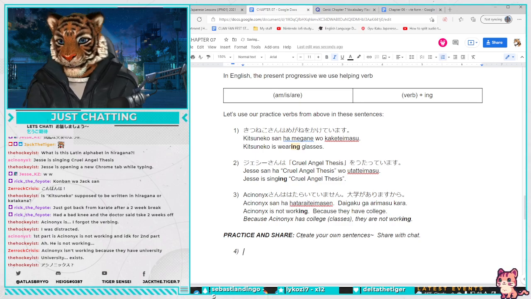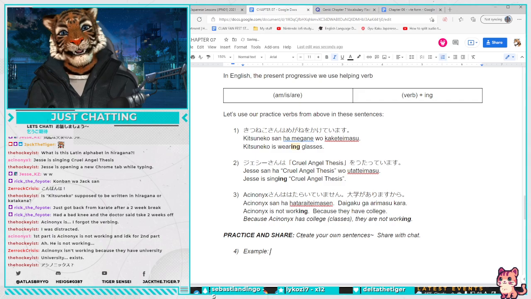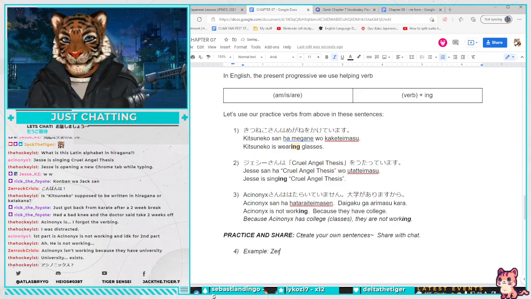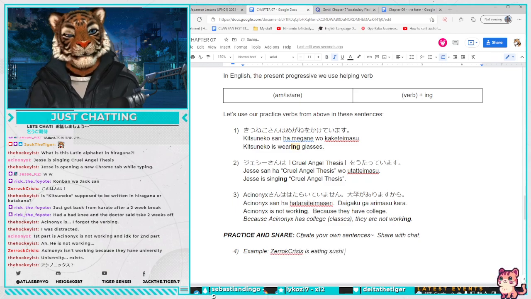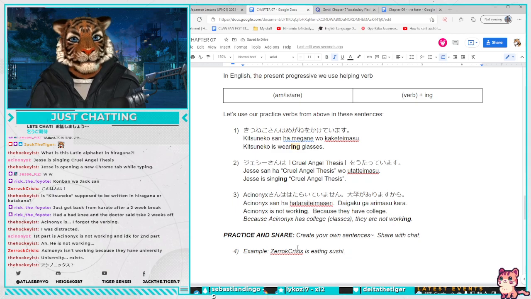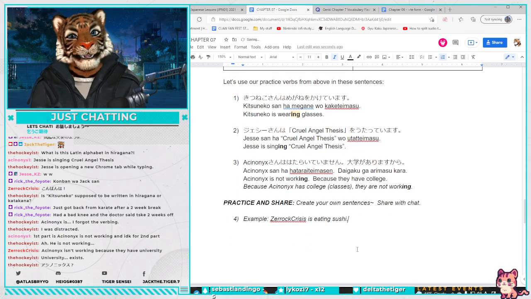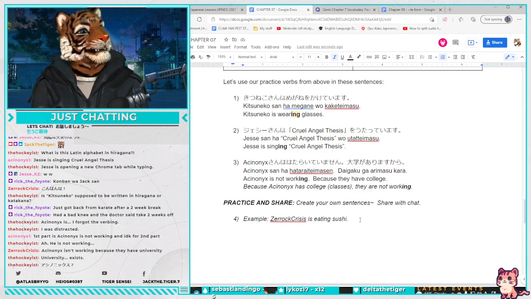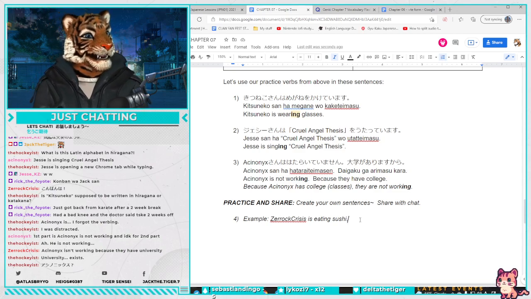As an example, so to get this started, I'm gonna put this in English. Please translate this into Japanese. Let's say, Zarak Crisis is eating sushi. How would we say this in Japanese? Zarak Crisis is eating sushi wa Nihongo de nan desu ka? Present progressive, teiru, o tsukatte kudasai.